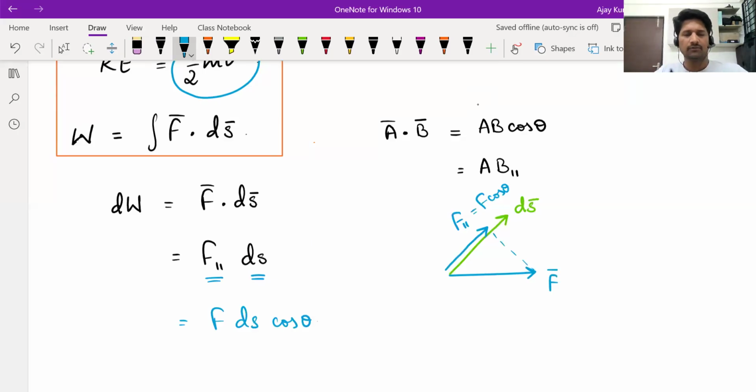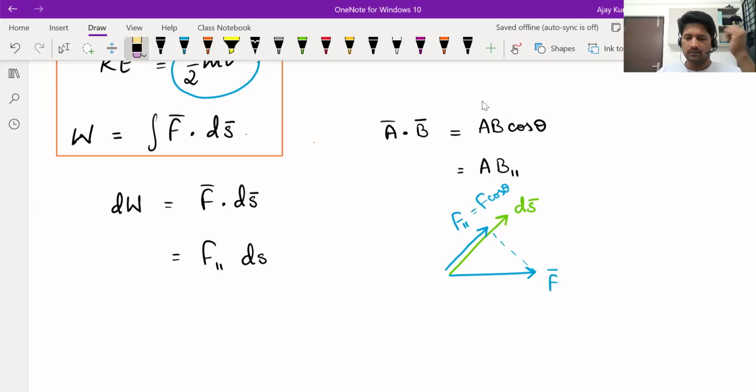Is this point clear to all of you? What F parallel into ds means, how it is same as FDS cos theta? Did you all understand this? Rishi, is it clear? Yes, sir. Okay.